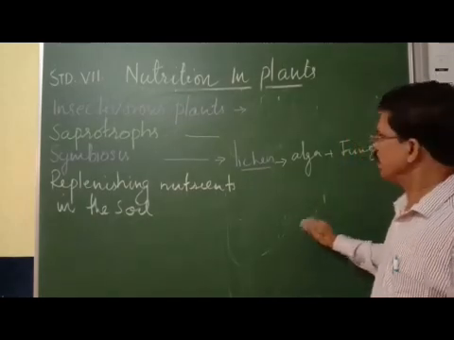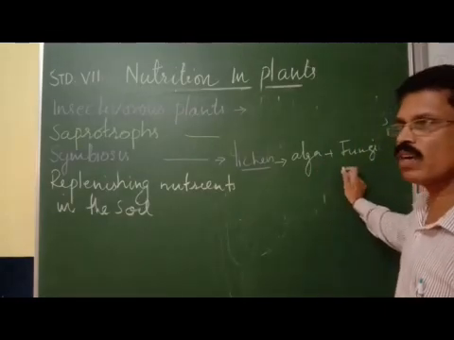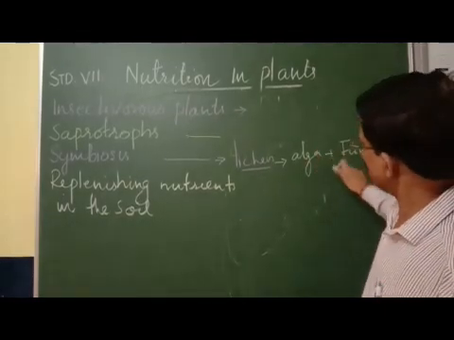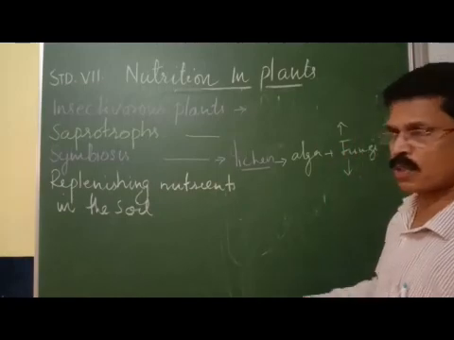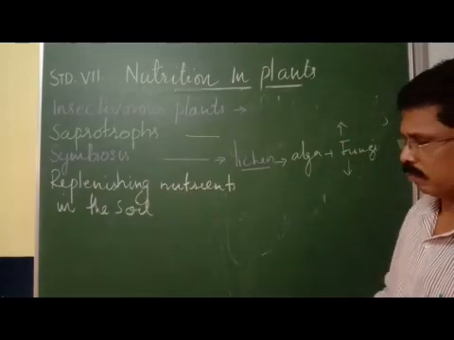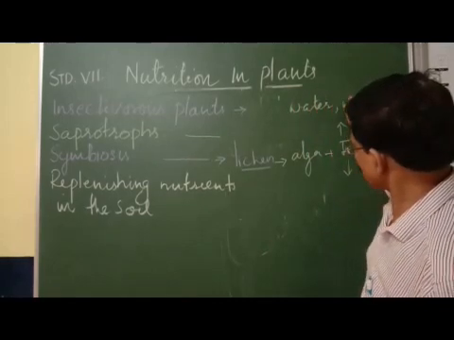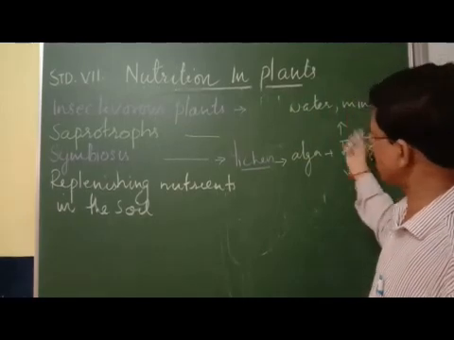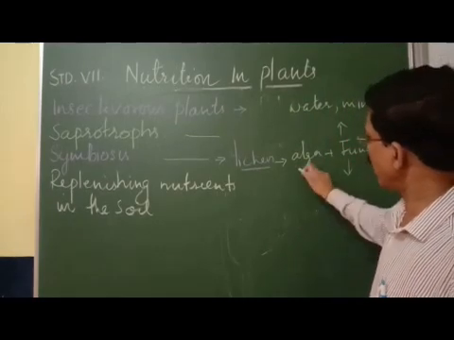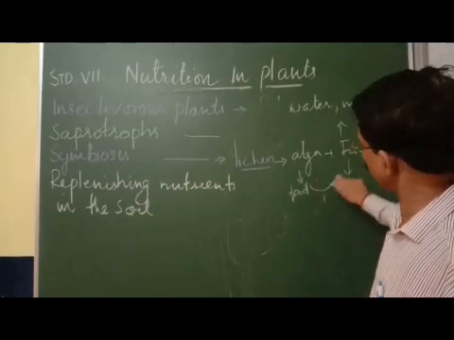So lichen is a combination of alga and fungi. One alga and one fungi. What do these fungi synthesize? Fungi absorb water and minerals and give them to algae. Algae cook food. Algae synthesize food and give it to fungus.